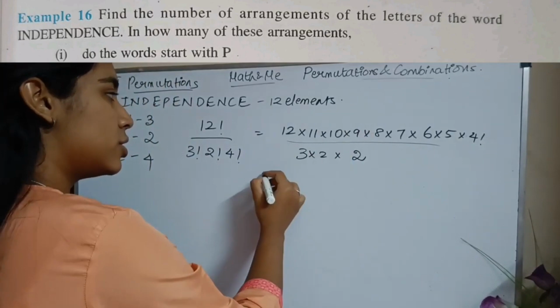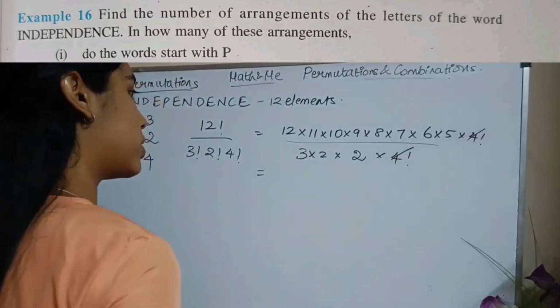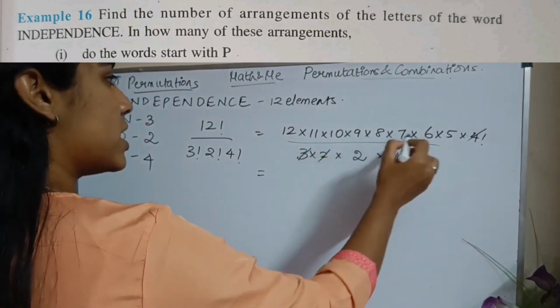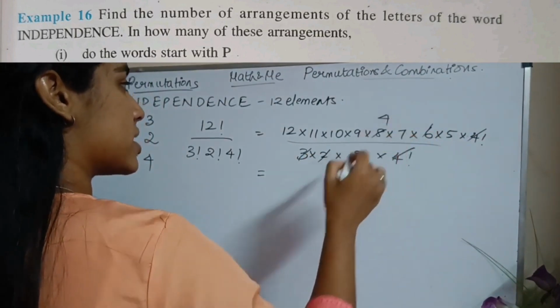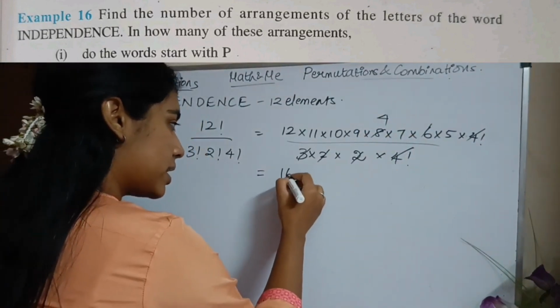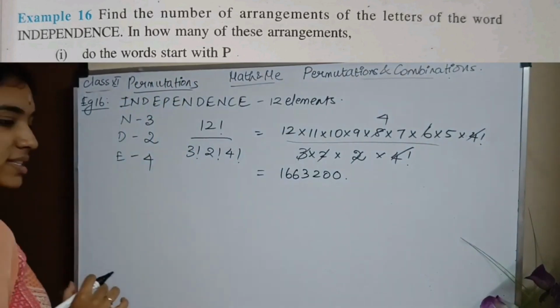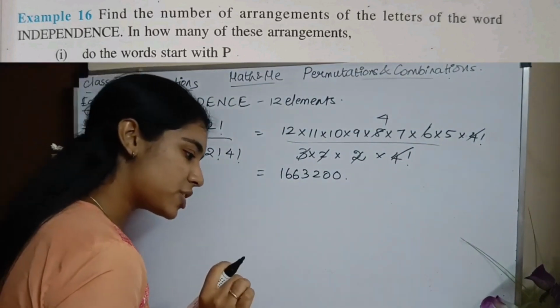2 factorial is 2. So what do I have? Times 4 factorial. 4 factorial and 4 factorial will get cancelled. 3 2s are 6, 2 4s are 8. So what is my final result? I'll just copy the result: 1663200. Okay, so this is the general result. So what is my first subsection?